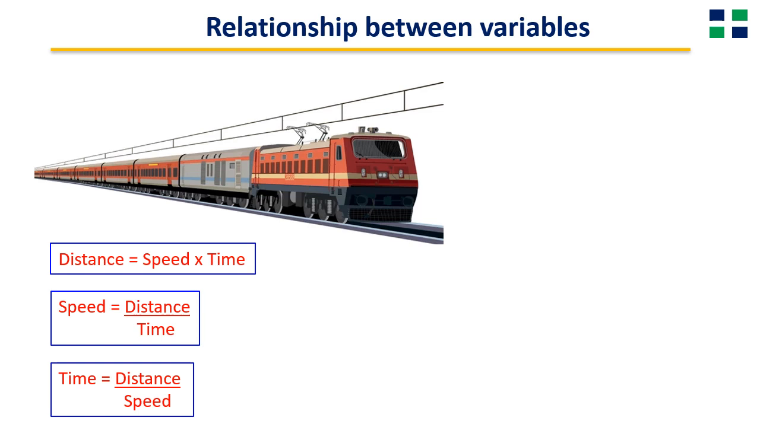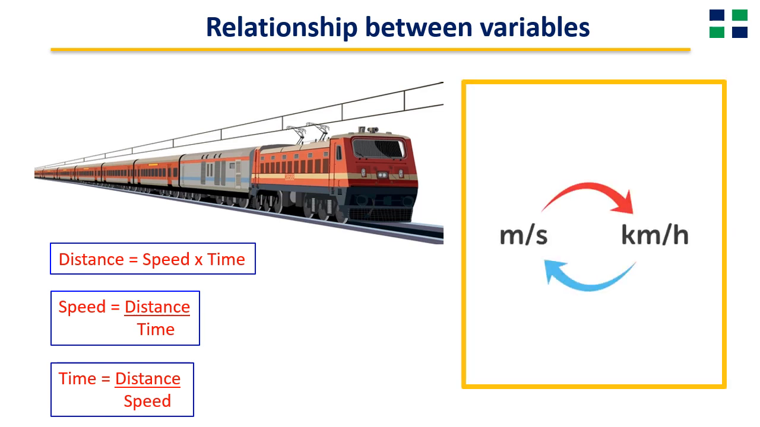Now in the problem of trains, we have to convert the speed units either from meter per second to kilometer per hour or from kilometer per hour to meter per second. To convert from meter per second to kilometer per hour, we need to multiply it by 18 by 5. And to convert back from kilometer per hour to meter per second, we have to multiply it by 5 by 18.